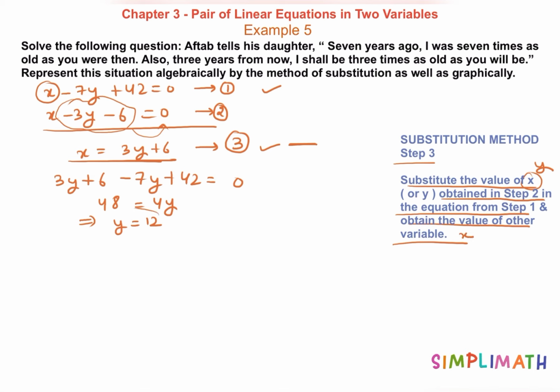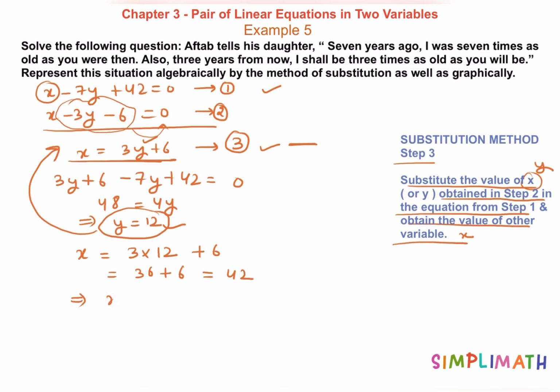So we will put the value of y over here in this equation. So what do we get? x equals to 3 into, the value of y is 12, 3 into 12 plus 6. So this is equals to 36 plus 6, which is equals to 42. So we get x is equals to 42 and y is equals to 12.